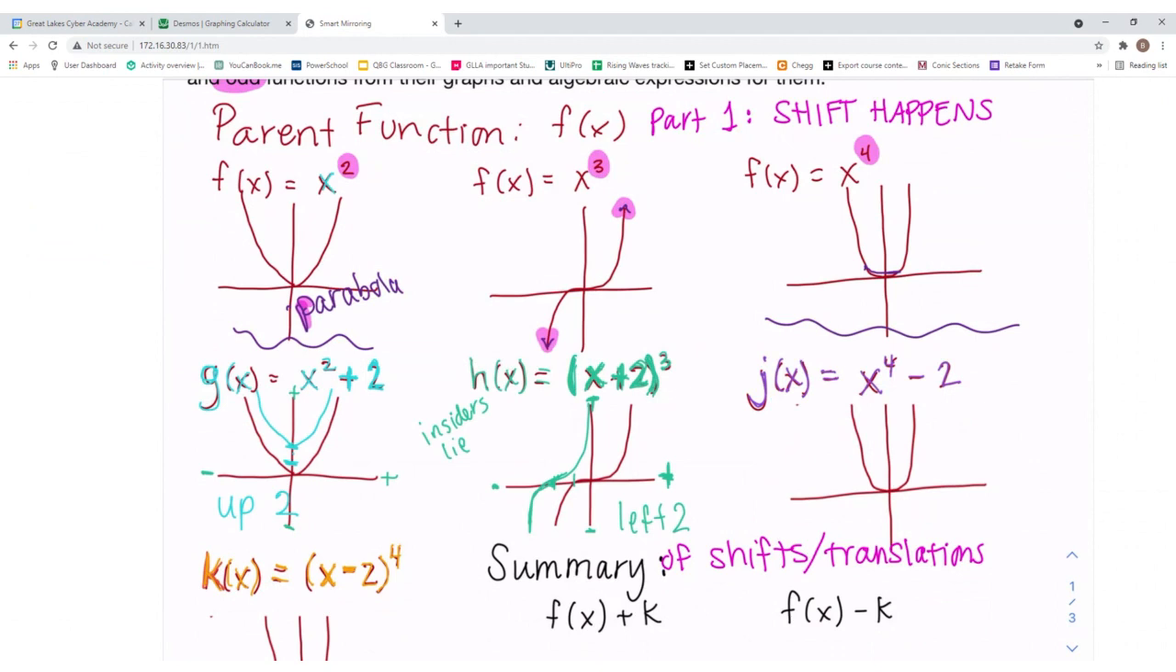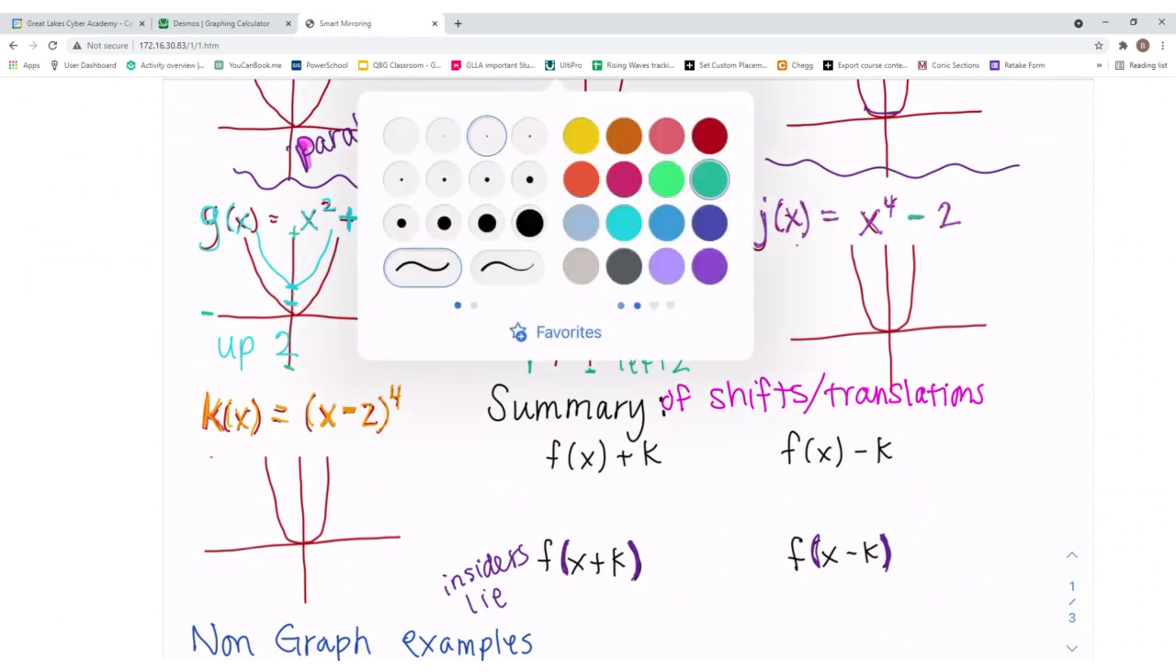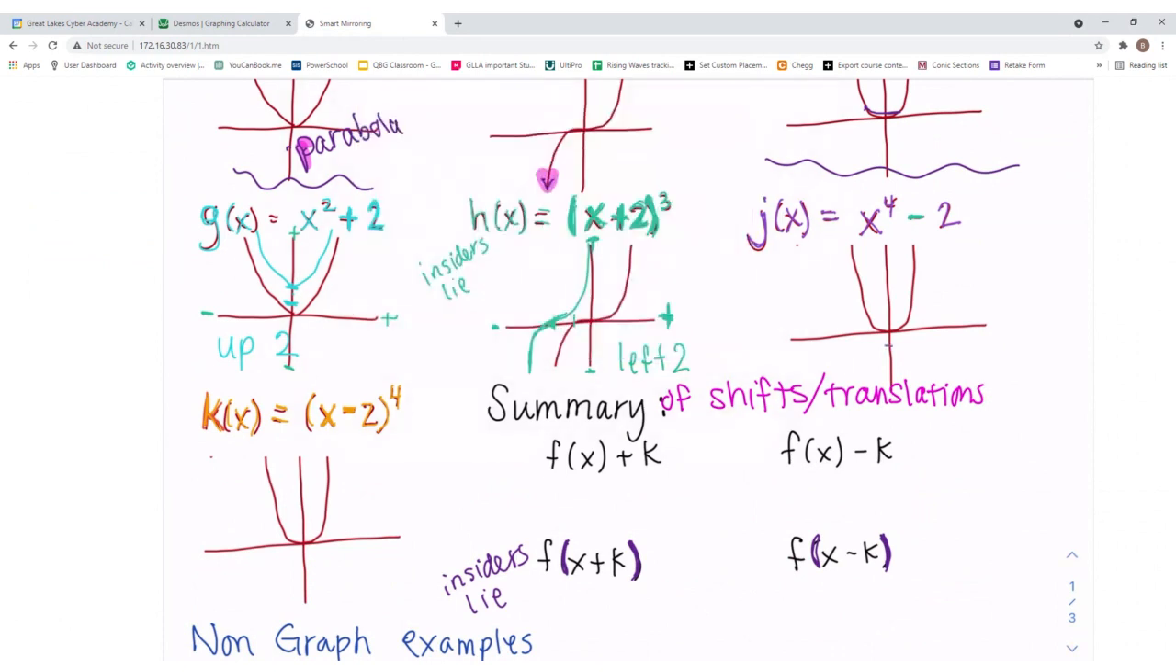Then this one, j of x equals x to the 4th, subtract 2. So this is not on the inside. It's at the end. It's subtract 2. So it's literally going to go down 2, and then look like almost the exact same thing, just down 2. So down 2.